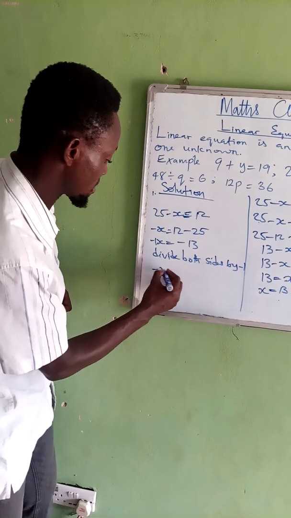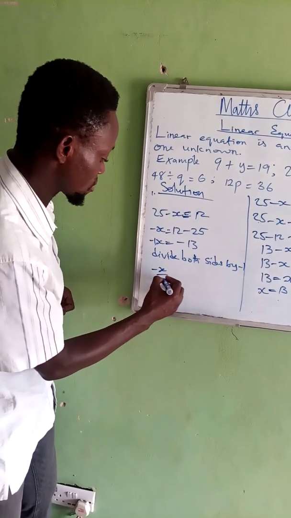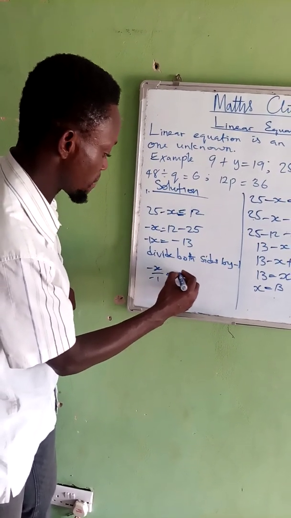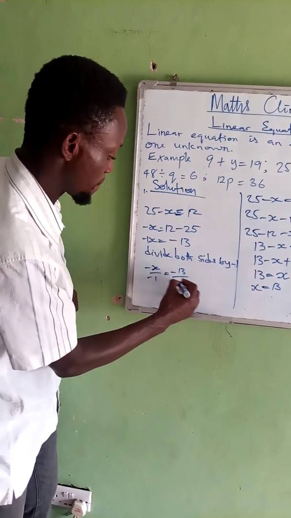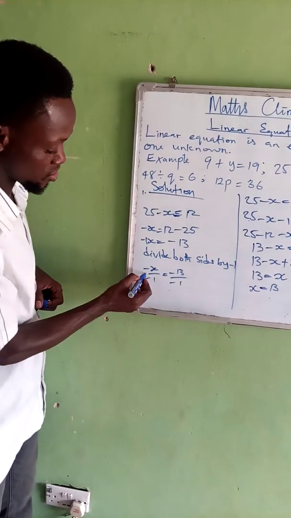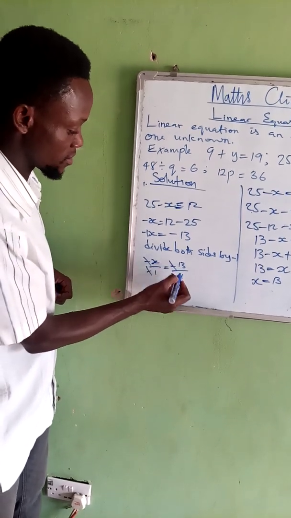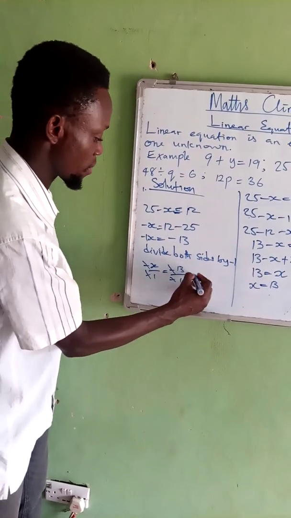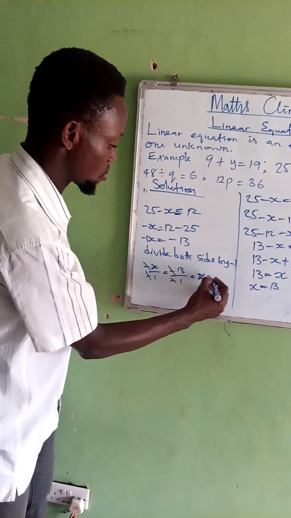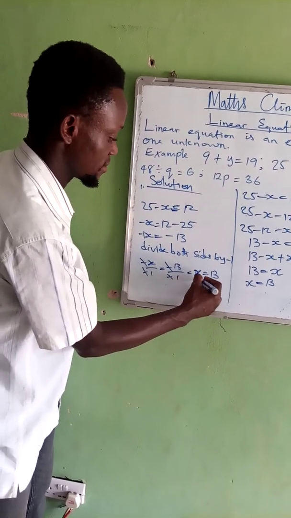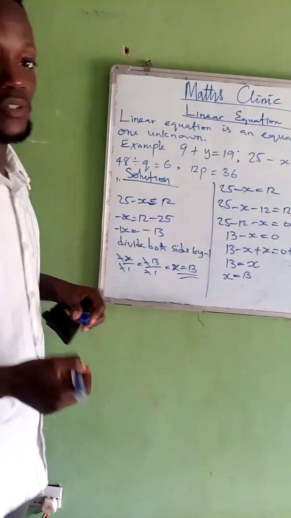So we have minus x all over minus 1 equals minus 13 all over minus 1. When this minus crosses this minus, we have x left here. When this minus crosses this minus, we have 13 left here. So we have x equals 13, which is the same thing as what we got here.